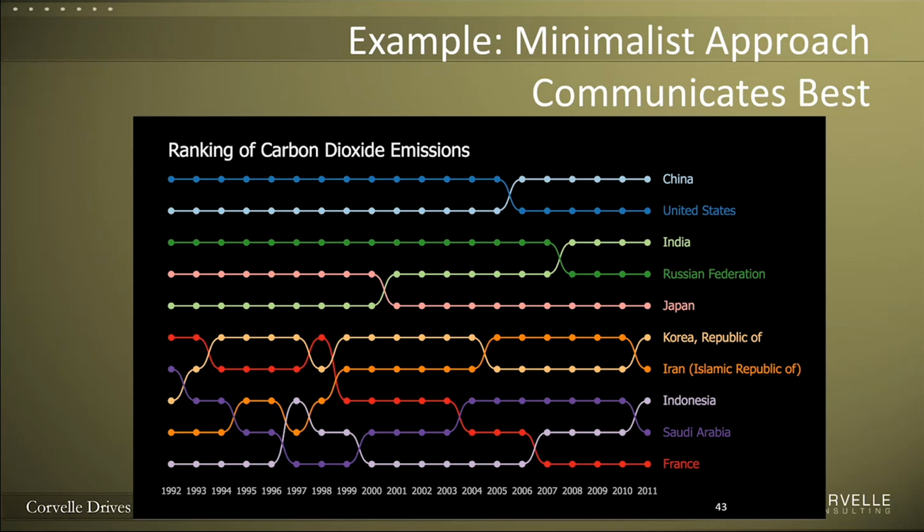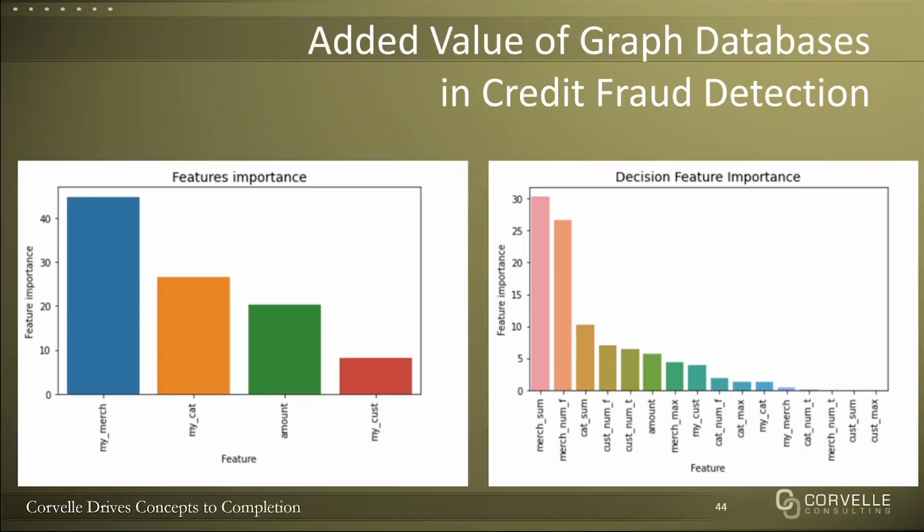Here's a very minimalist approach. It often communicates best. This is ranking of carbon dioxide emissions by country. China is at the top, but notice as effective as this is, the downside here is it doesn't show how much China is above the United States, because the answer in terms of volume is that it's a lot. So every visualization is a matter of trade-offs.